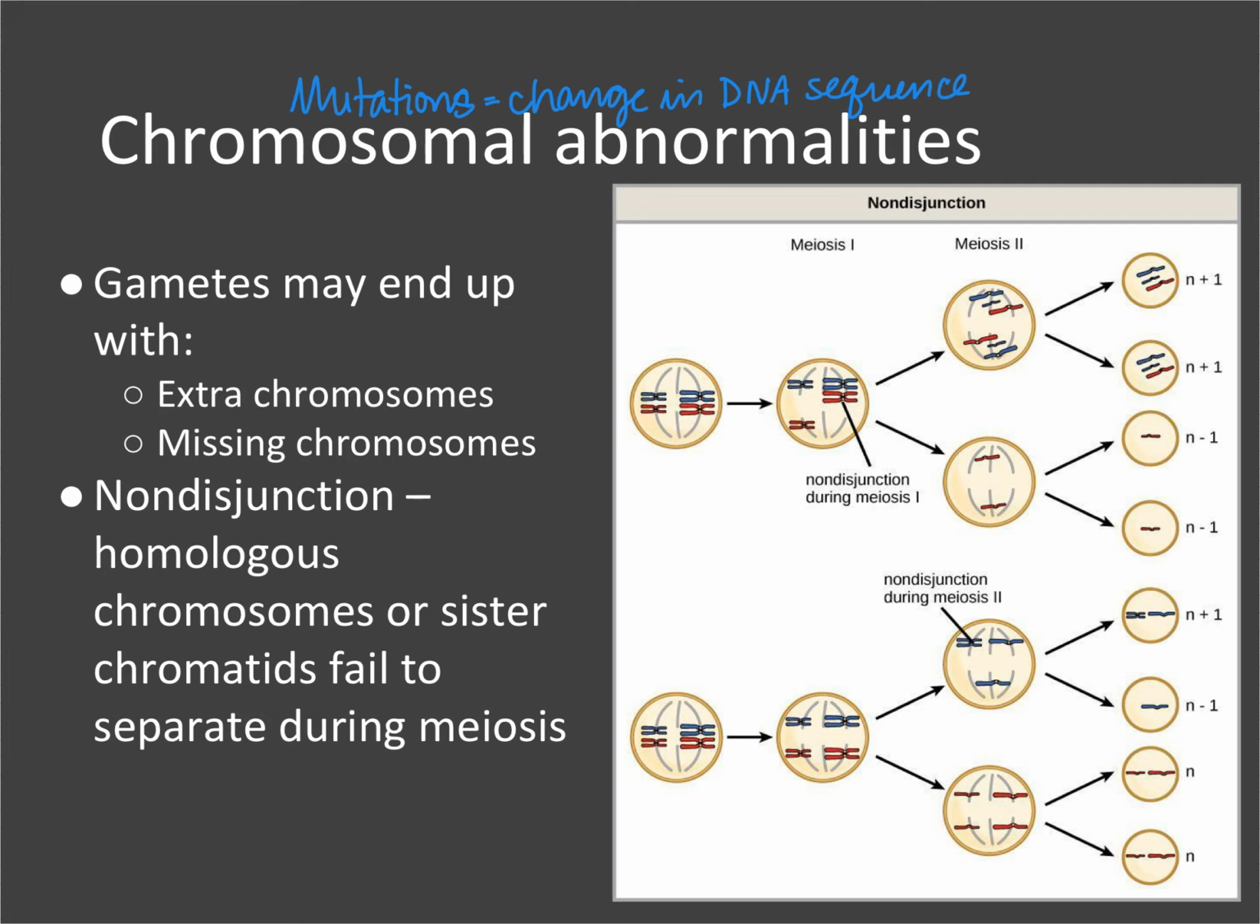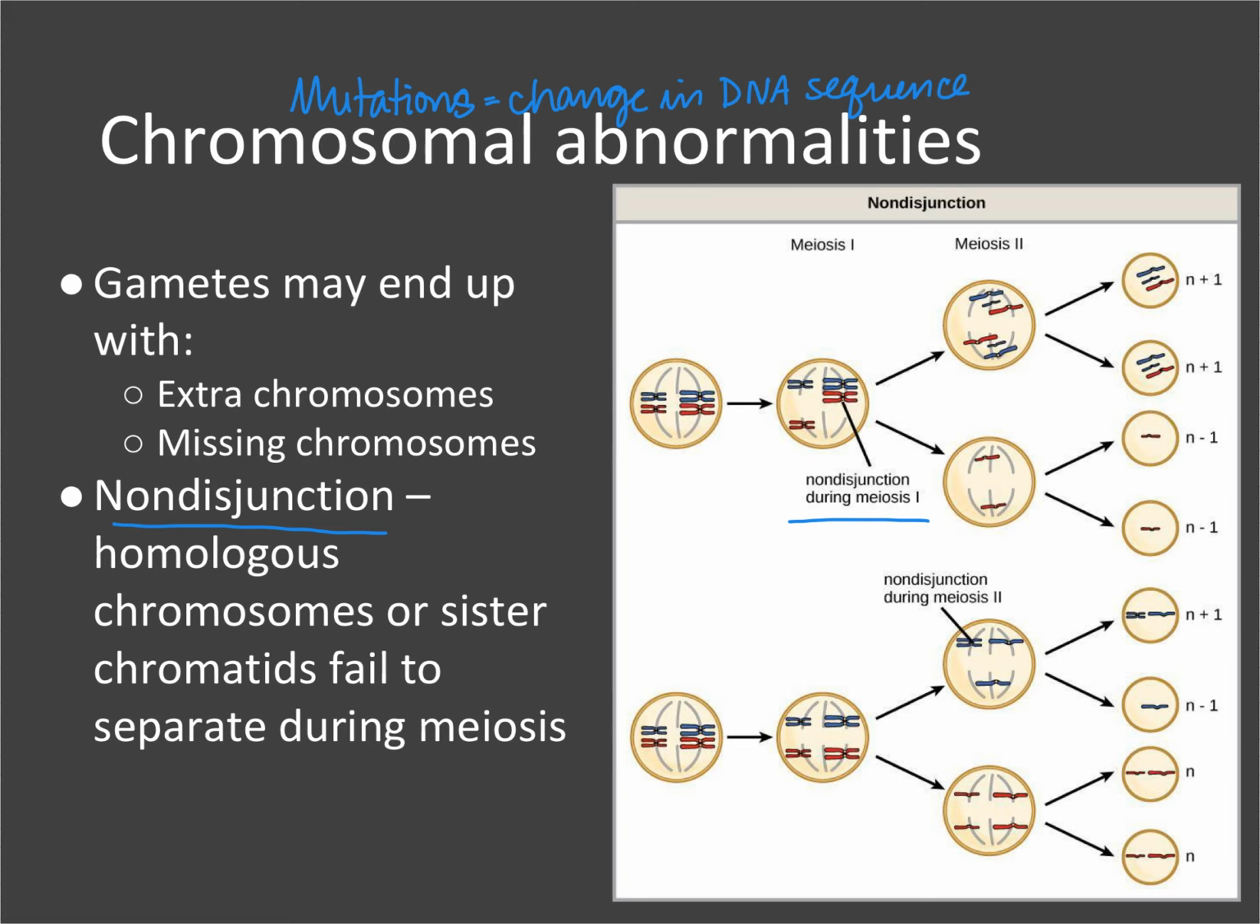What may happen is that gametes might end up with an extra chromosome or more in them, or they might be missing one or more chromosomes. And this happens due to something called non-disjunction. Non-disjunction can happen either during meiosis 1 or meiosis 2. Non-disjunction during meiosis 1 means the homologous chromosomes fail to separate.